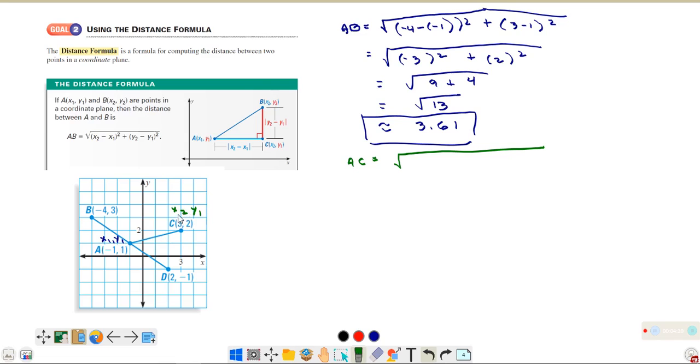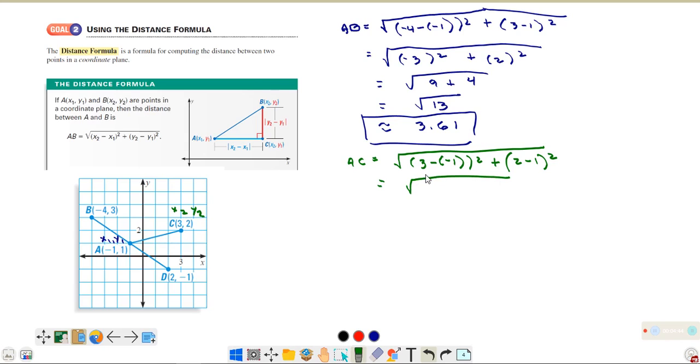So, we have here x sub 2 is 3 minus x sub 1, that is negative 1, squared, plus y sub 2, ano ba to? Y sub 2 is 2 minus 1 squared.